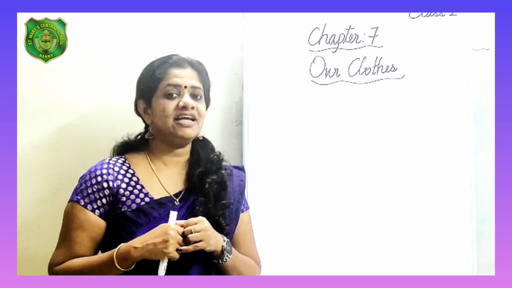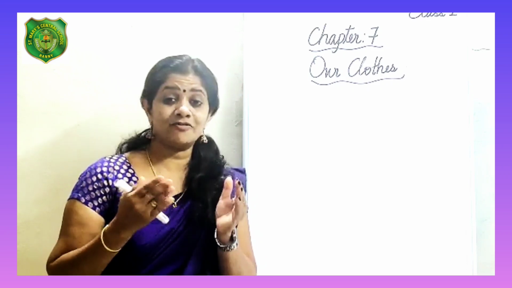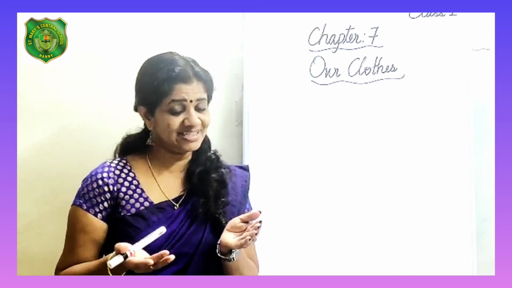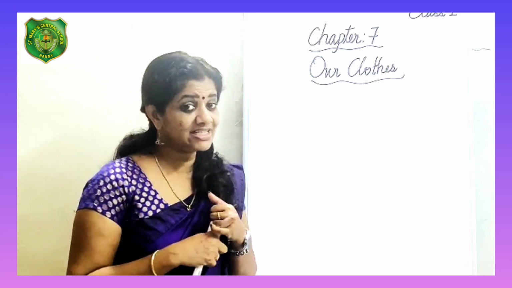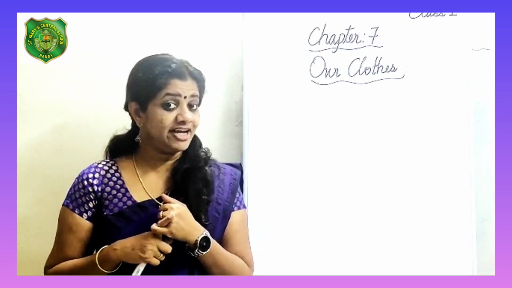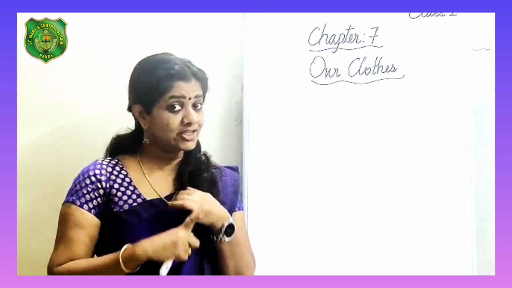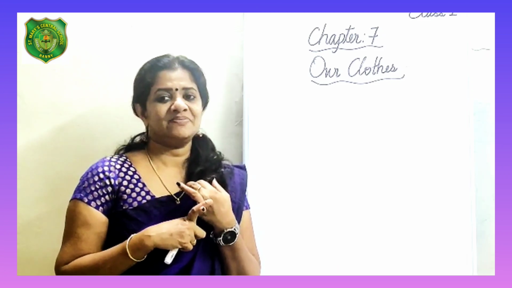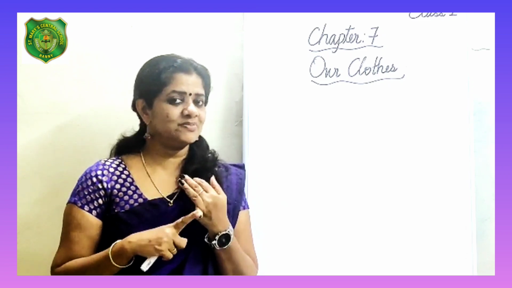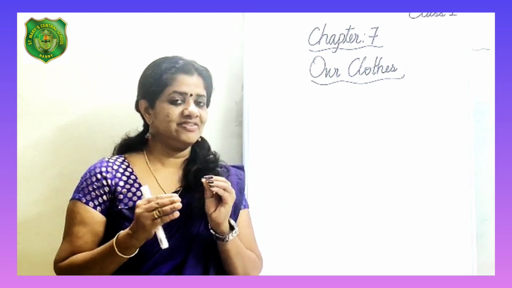Okay, then which type of clothes do we wear in summer? We wear cotton clothes in summer. Isn't it? So cotton clothes means light colored, very nice clothes.